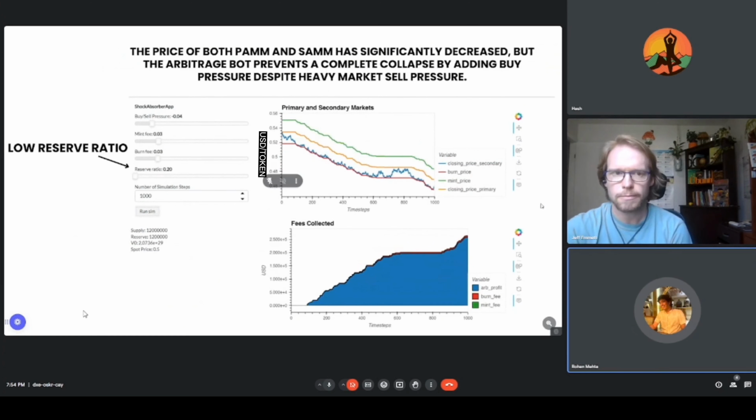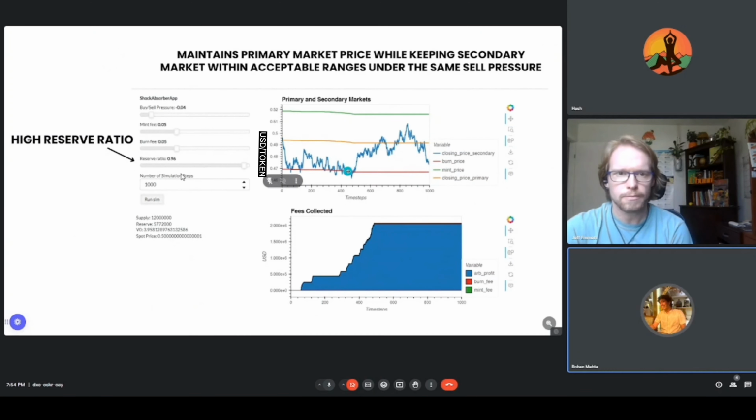But in the same exact scenario, when we increase the reserve ratio to high, let's say to 0.96, as you can see here, what you end up seeing is the primary market price pretty much stays stable throughout.